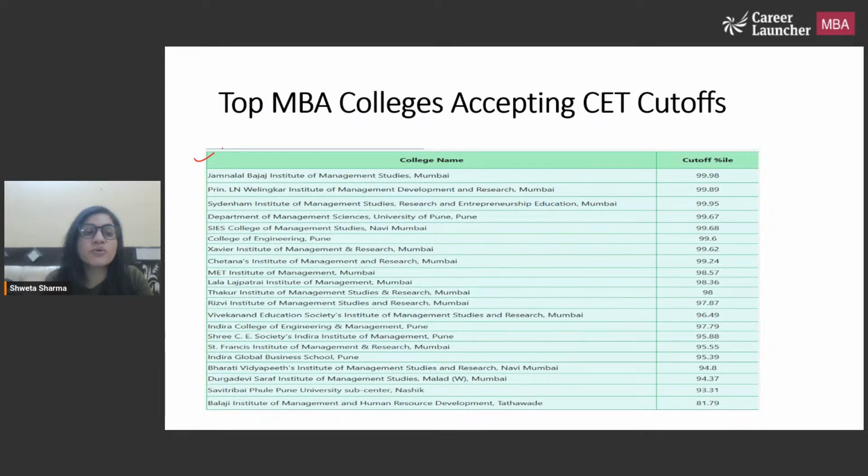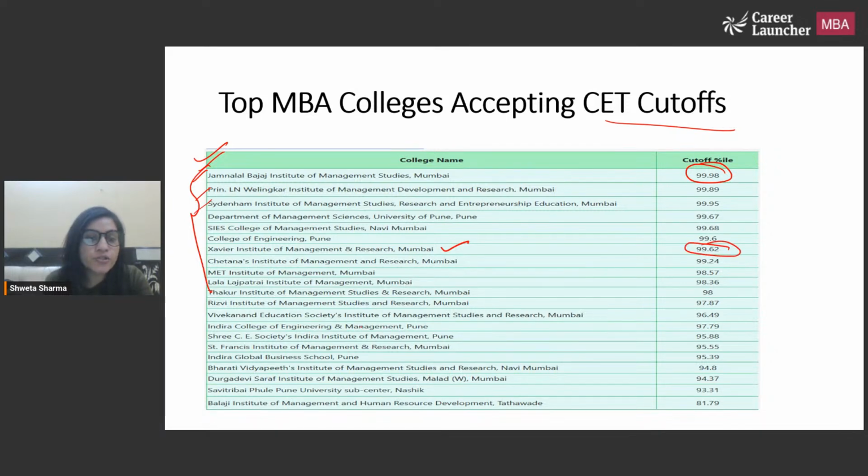Okay, and these are the colleges you can expect when it comes to CET cutoffs. If we talk about Jamnalal Bajaj Institute of Management, that's one of the most famous ones. The cutoff is somewhere close to 99.98 percentile. So these are a few of the top colleges you can see. Though Xavier Institute also accepts a score of close to 99.62 itself.